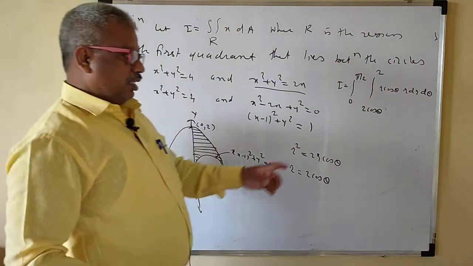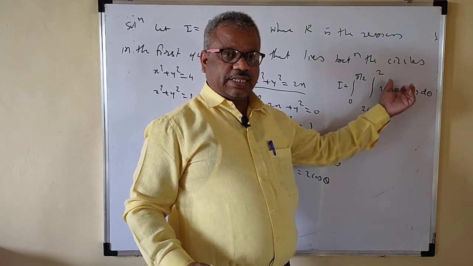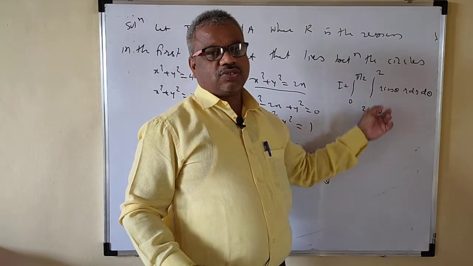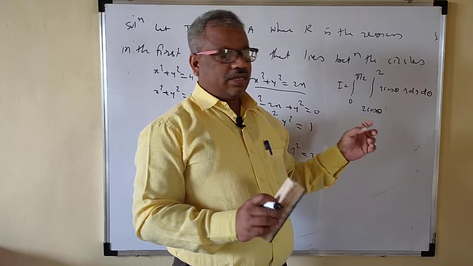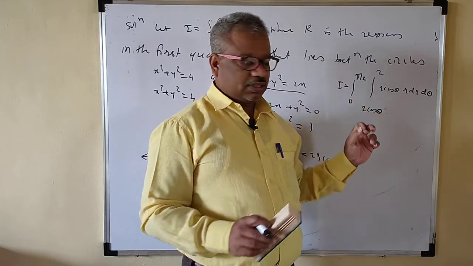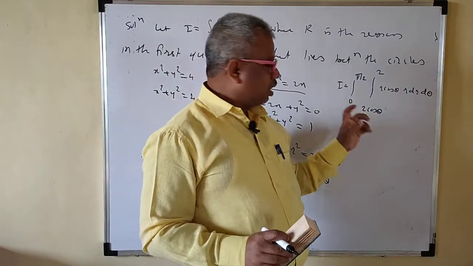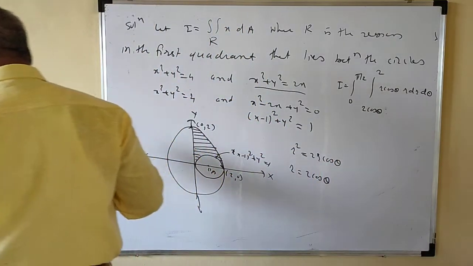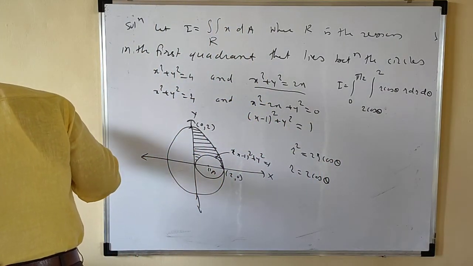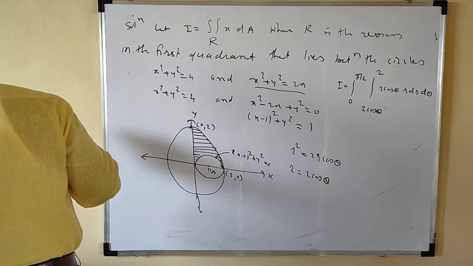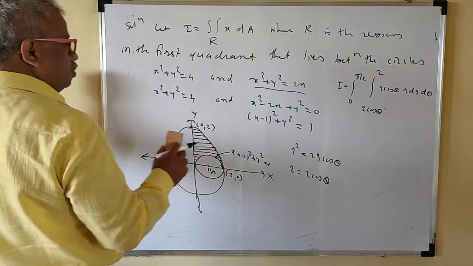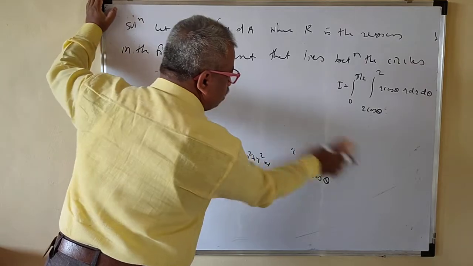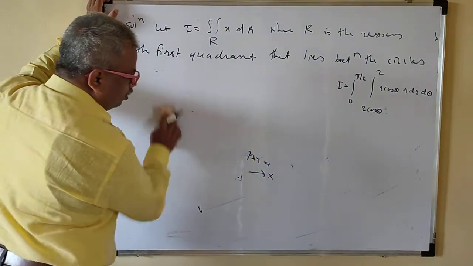Now see here, it is the product of a function of r and theta, but these limits are functions of theta. So you cannot split this into a product of integrations, because the limits are in terms of theta now. So we have to solve this integration, and then you will get the required solution.